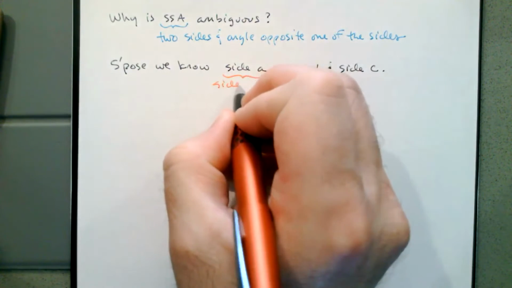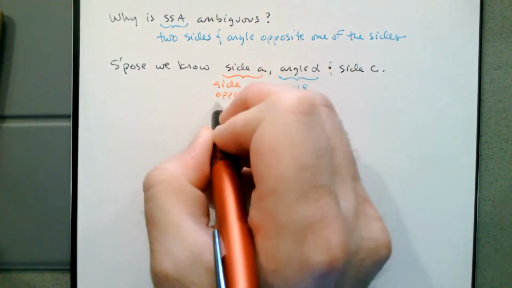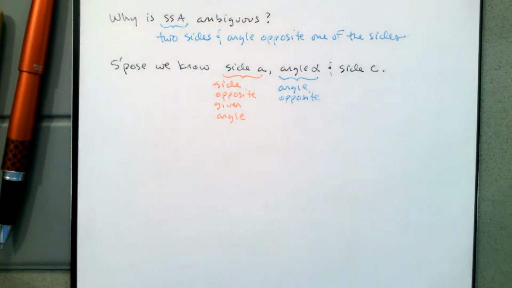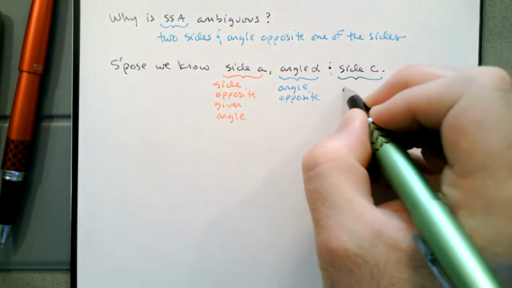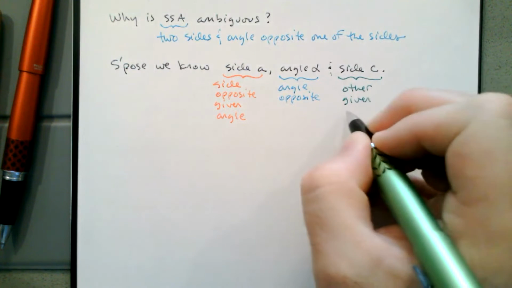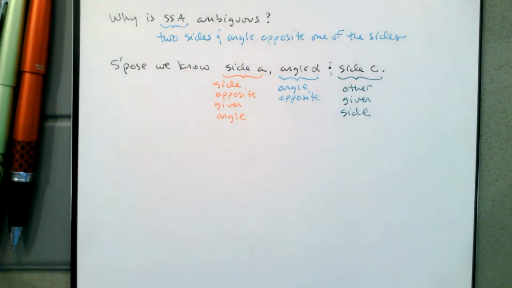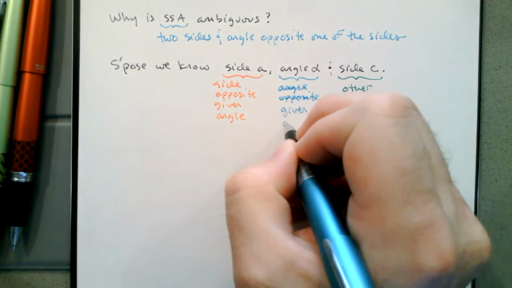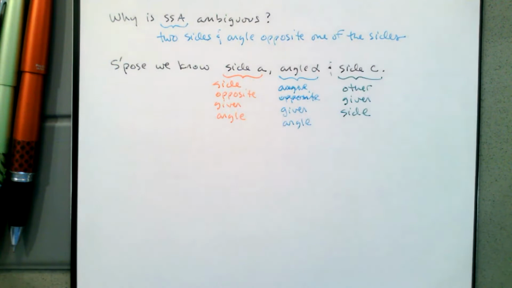So this is the side opposite the given angle. The SOGA. Side C, I'm going to refer to as the other given side. So we'll have the given angle. Let's refer to this as the given angle. So we have the given angle, the side opposite the given angle, and the other given side. That's how I'm going to name the parts in the side-side angle case.